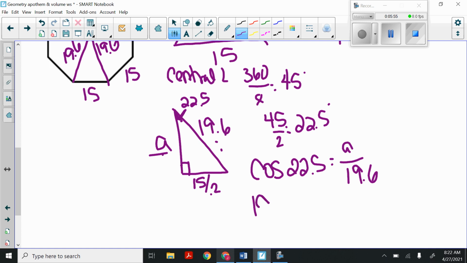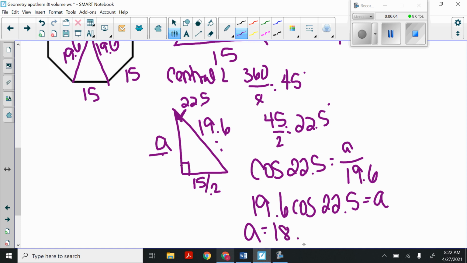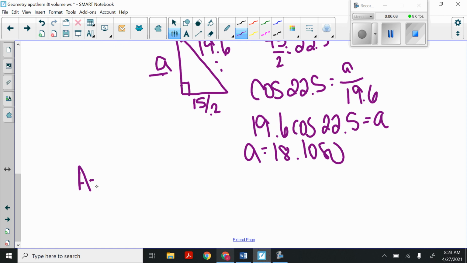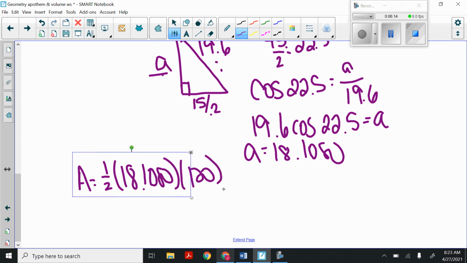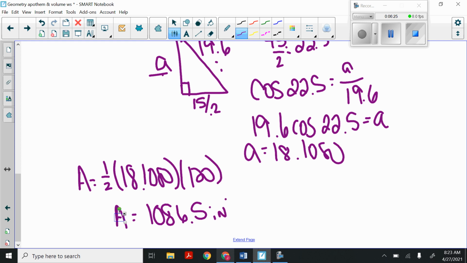I'm going to cross multiply. So 19.6 times the cosine of 22.5 equals my apothem. So my apothem is equal to 18.1080. Now the area is equal to 1/2 my apothem, 18.1080, times my perimeter, which was 120. Multiply all of that together, and we end up with the area that we are covering as 1,086.5 square inches.